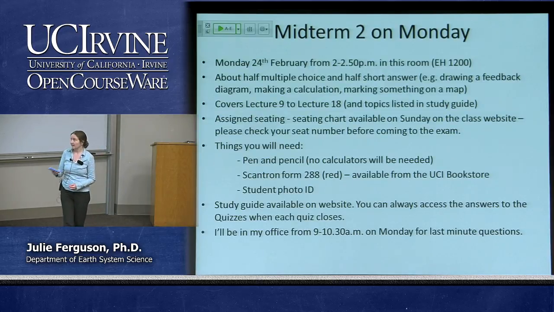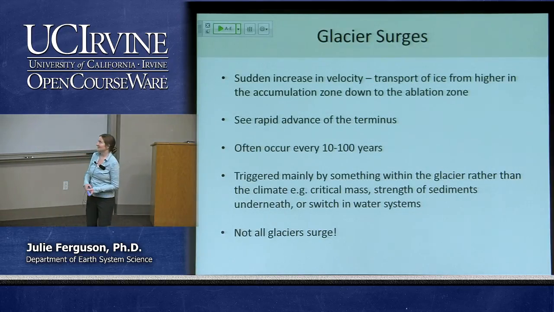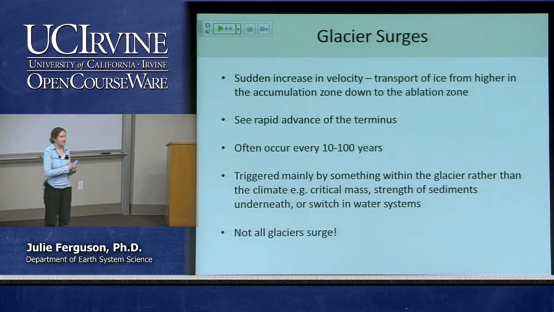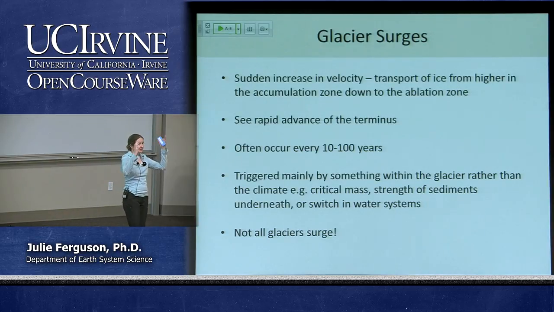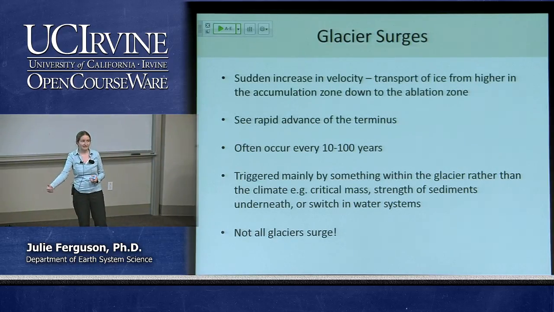Nope? Great. In that case, glacier surges. These are really fun, I have to say. It's what happens when we see a sudden increase in the velocity of our glacier. And all of a sudden, we transport a huge amount of ice from the accumulation zone, so from high up on our glacier, down to the ablation zone. And that often is shown as a very rapid advance of the terminus, of the end of that glacier.